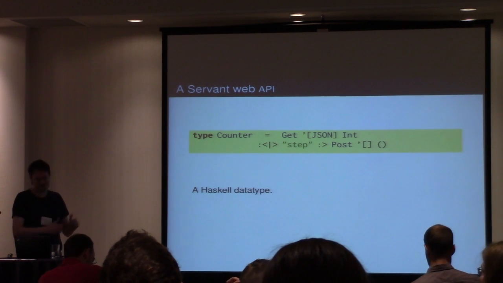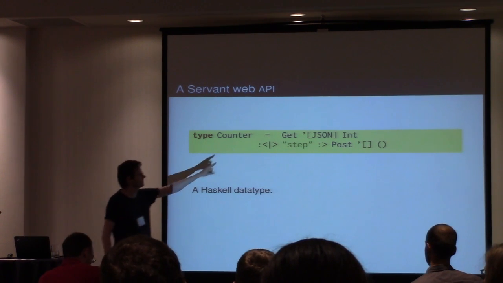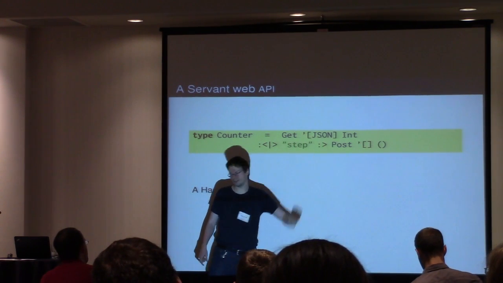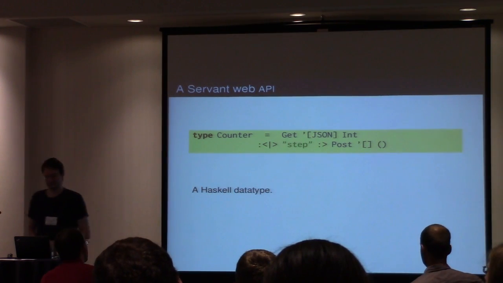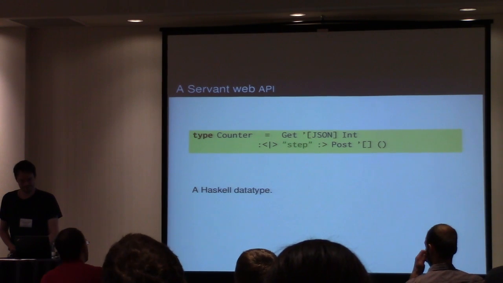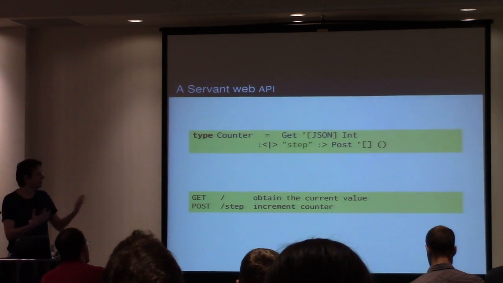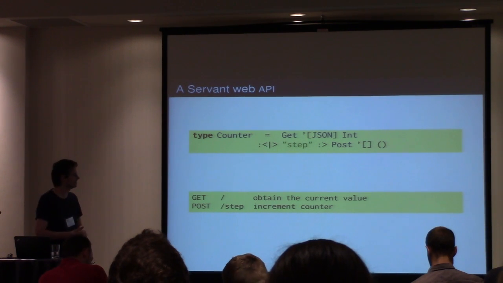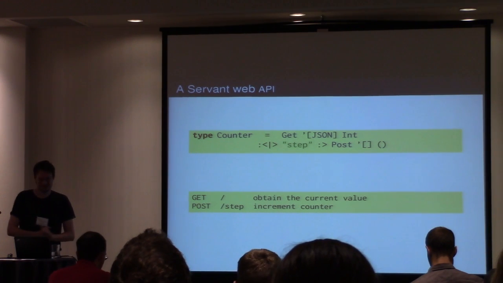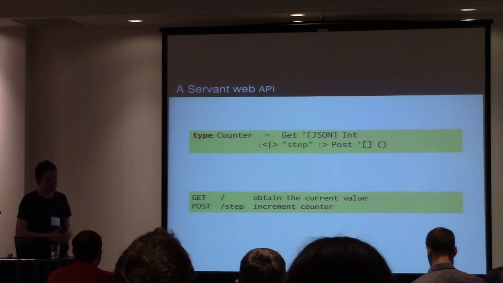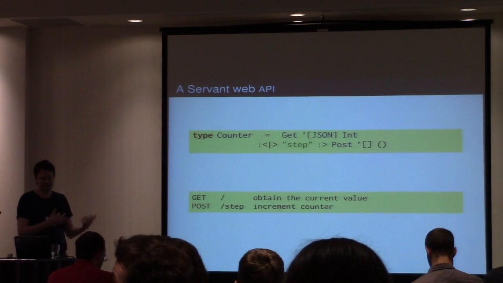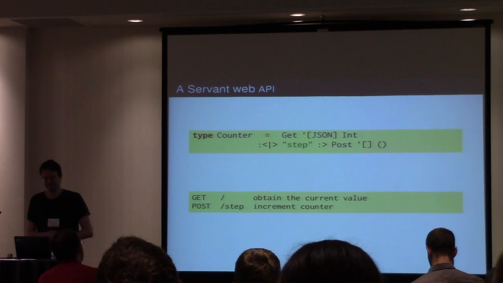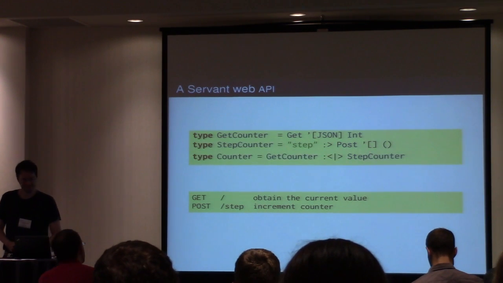And this is just a Haskell data type definition, and these things, and also this one and this one, they're the things that are provided to you by Servant. If you look at an informal description of what the API does, you can think of it like this. Ideally, if you send a GET request to the root, you should obtain the current value of some counter, and if you send a POST request to step, you should increment the counter.